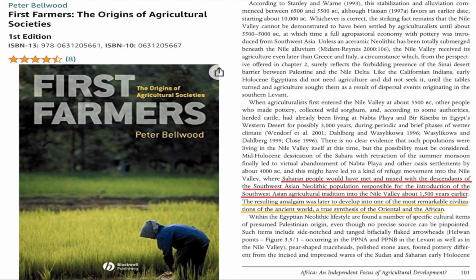The resulting amalgam was later to develop into one of the most remarkable civilizations of the ancient world, a true synthesis of the Oriental, the Easterner, and the African. So we do see from academia that there was an admixture between Asiatic and African populations in ancient times.